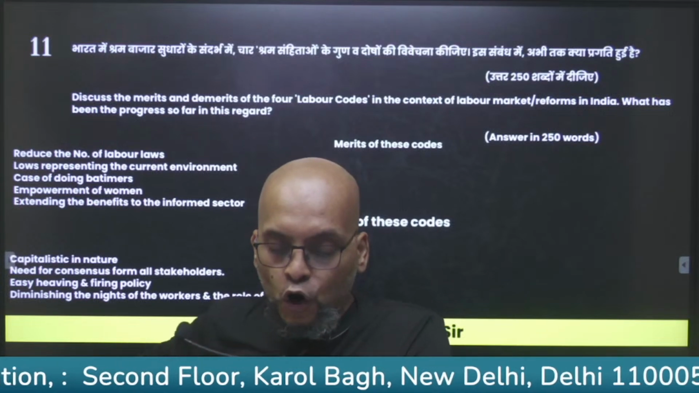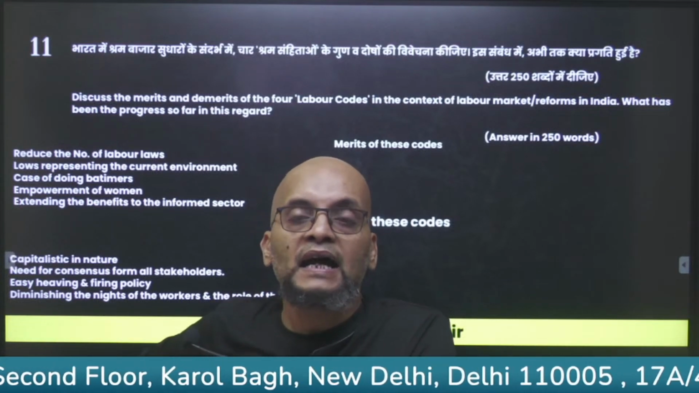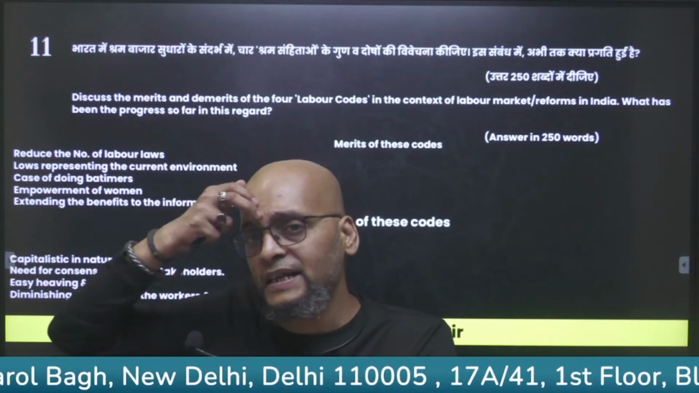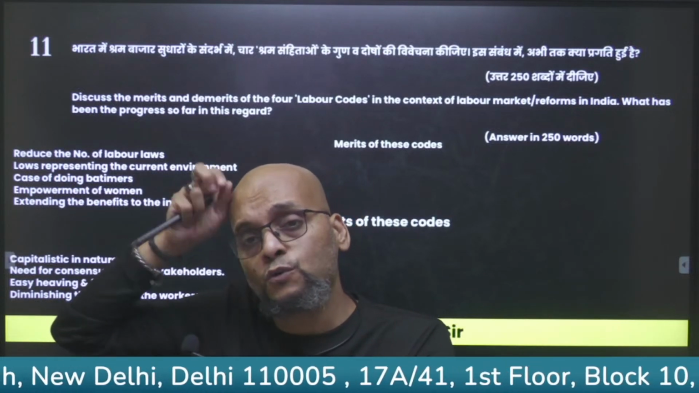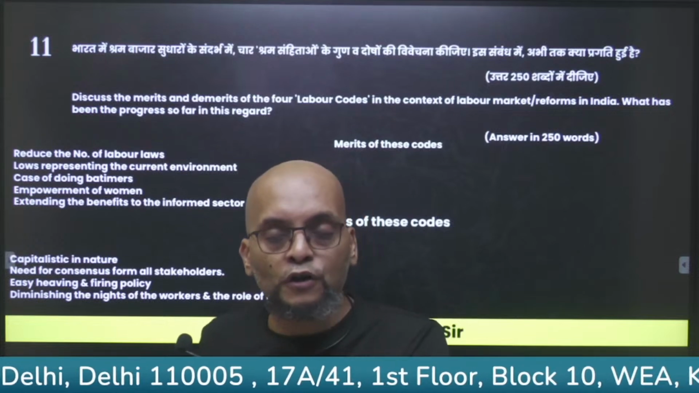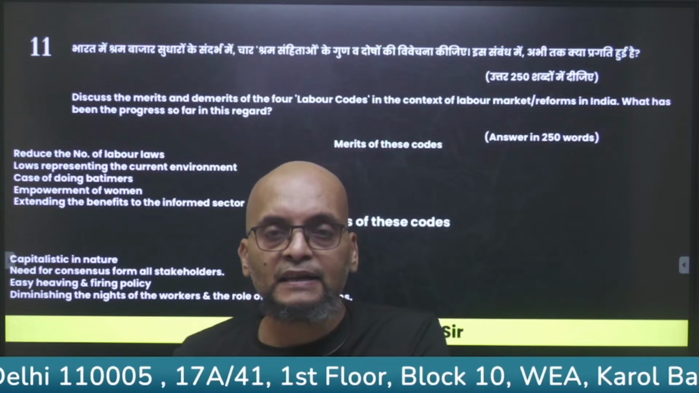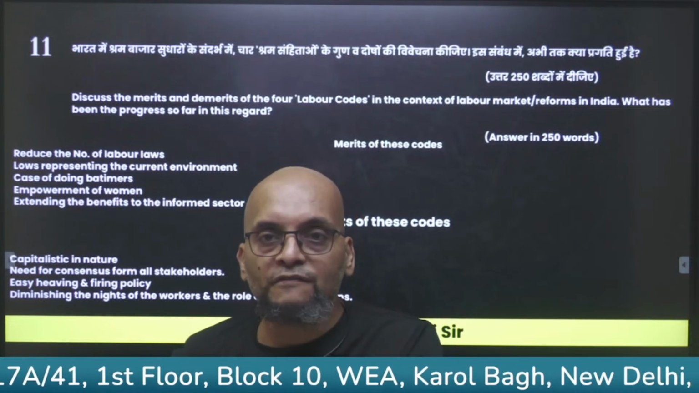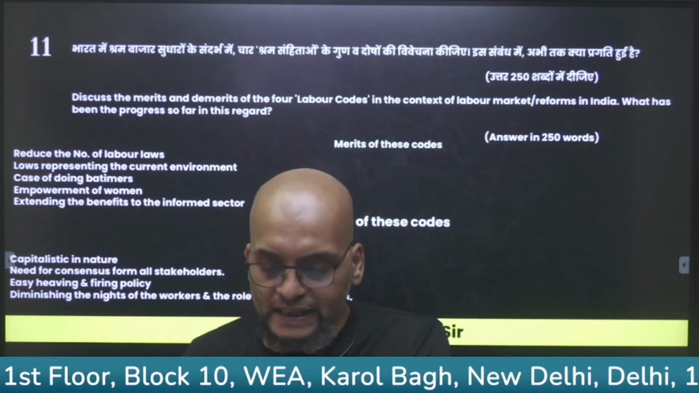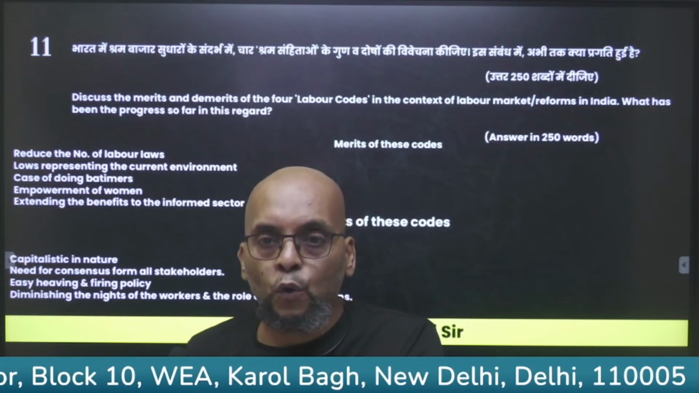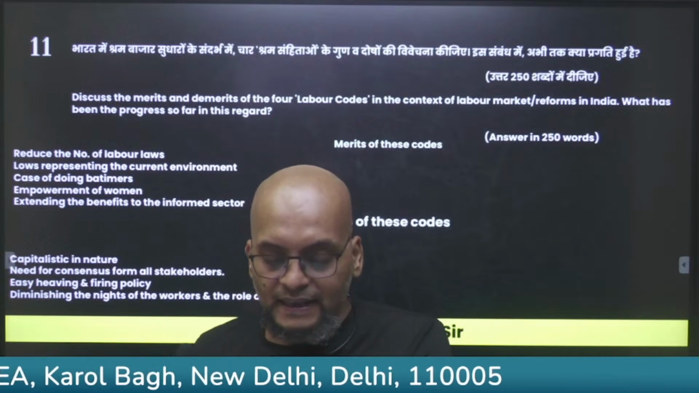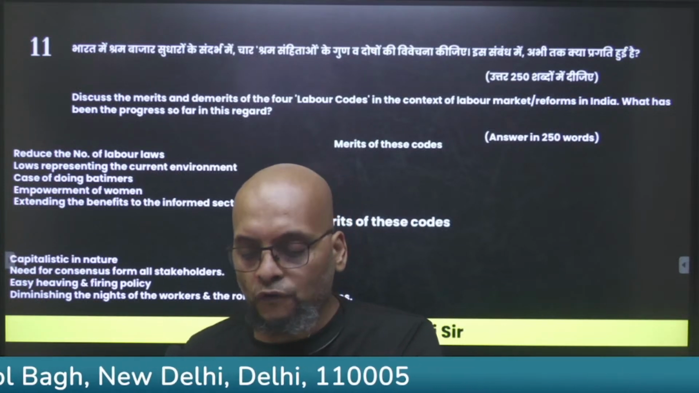Number 1 was the Occupational Safety, Health and Working Conditions Code of 2020. I am just narrating the names. You could have written these codes in your paper. So Occupational Safety, Health and Working Conditions Code of 2020. Second is the Code on Wages, that was proposed in 2019. Third is the Code on Social Security 2020. Then the Industrial Relations Code of 2020.